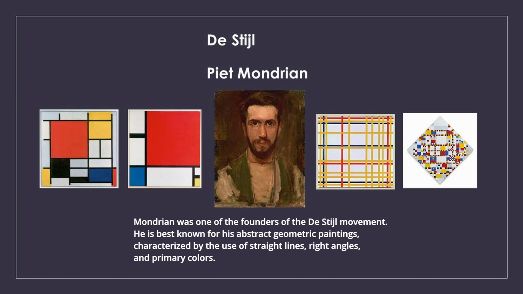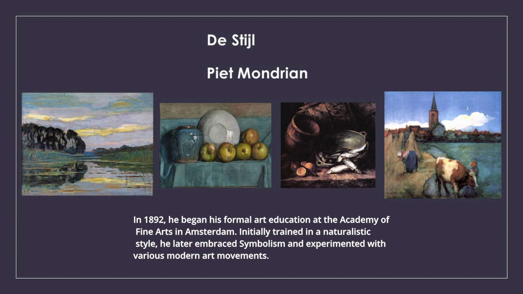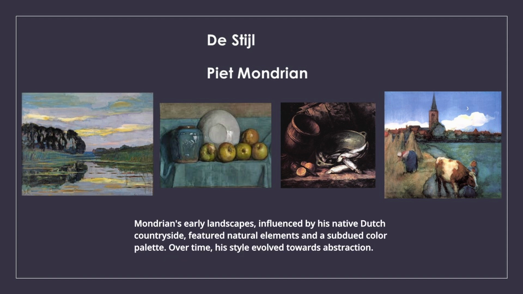He is best known for his abstract geometric paintings, characterized by the use of straight lines, right angles, and primary colors. In 1892, he began his formal art education at the Academy of Fine Arts in Amsterdam. Initially trained in a naturalistic style, he later embraced symbolism and experimented with various modern art movements. Mondrian's early landscapes, influenced by his native Dutch countryside, featured natural elements and a subdued color palette. Over time, his style evolved towards abstraction.